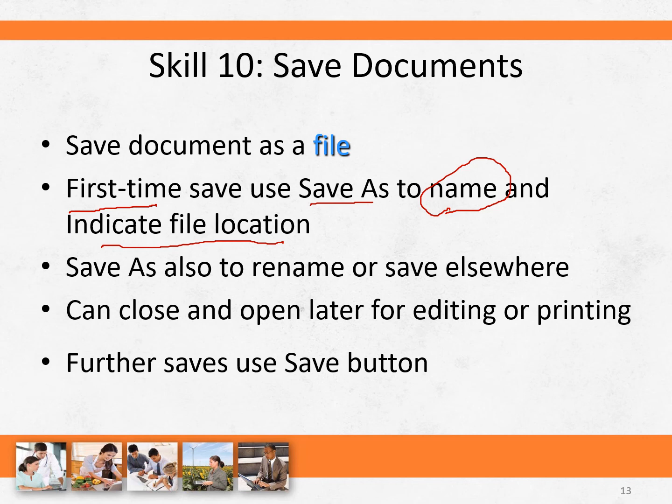Another reason to use Save As is if you want to rename a document or save it someplace else. You've already saved it, and you want it in a new place. So now you can close it and open it later and edit it. You can print it. You can add a footer, and then just click Save to save on top of what's already been saved.